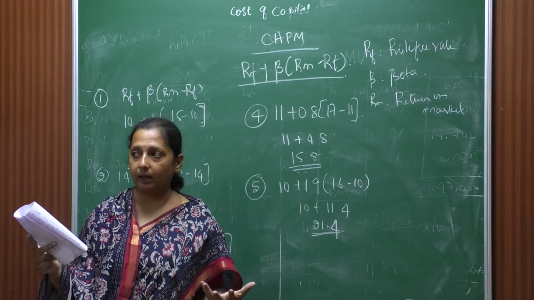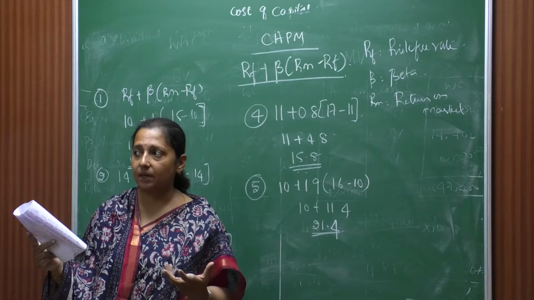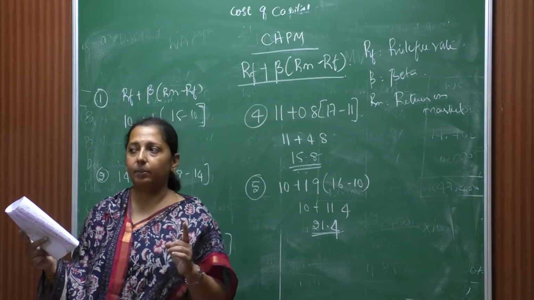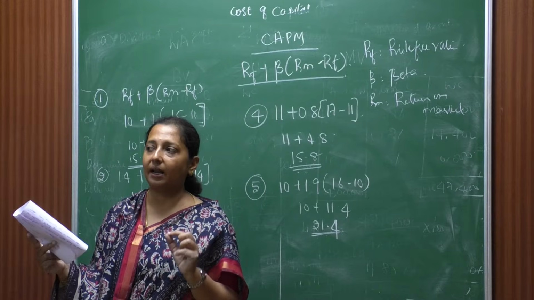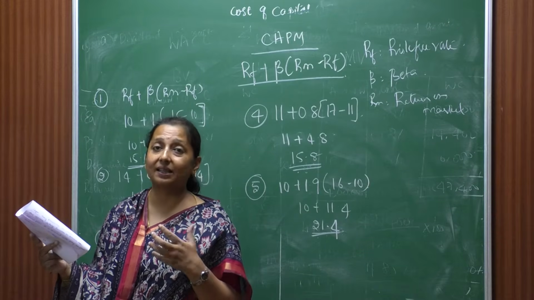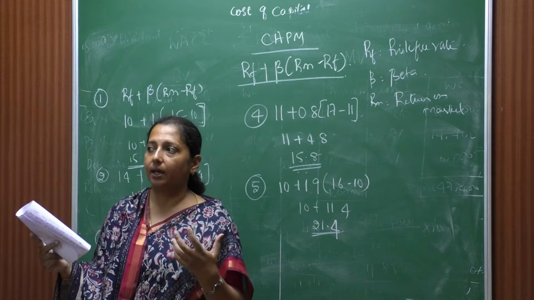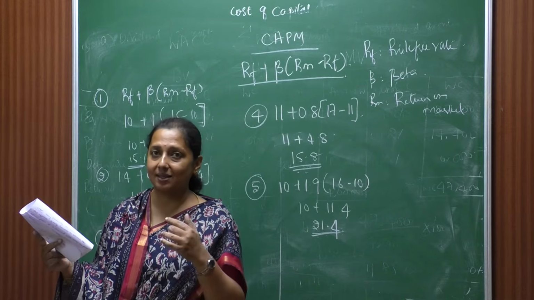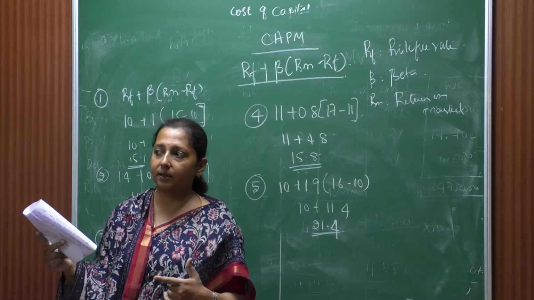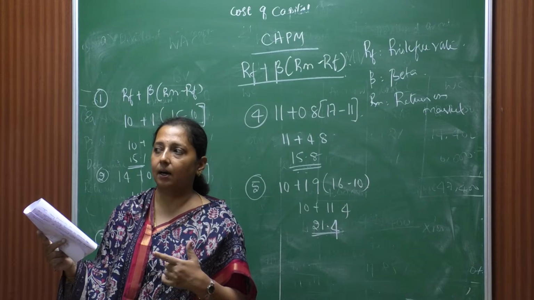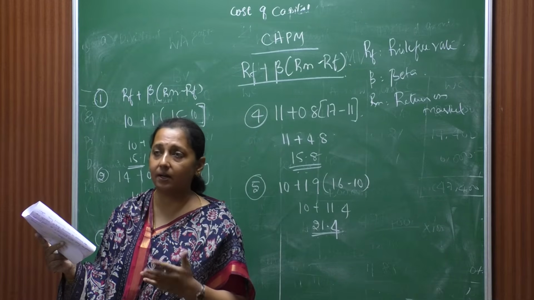RM, return on market, in situation 1 is 15%, RF is 10% and beta is 1. Beta 1 represents average risk. Situation 2, RM is 18, RF is 14, that is a risk free rate of return, a hedge against inflation. Beta is 0.7, that is less than 1, which means low risk, low return. Situation 3, return on market is 15, RF is 8, beta is 1.2, more than 1, which means high return, high risk.